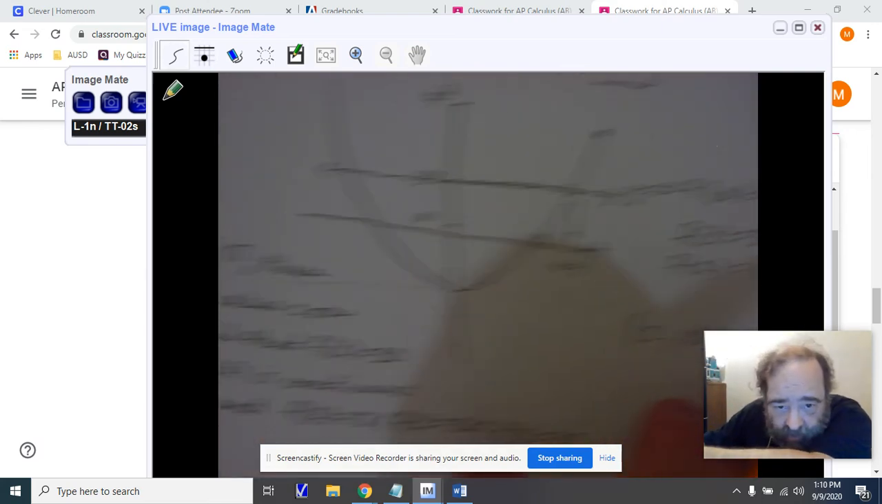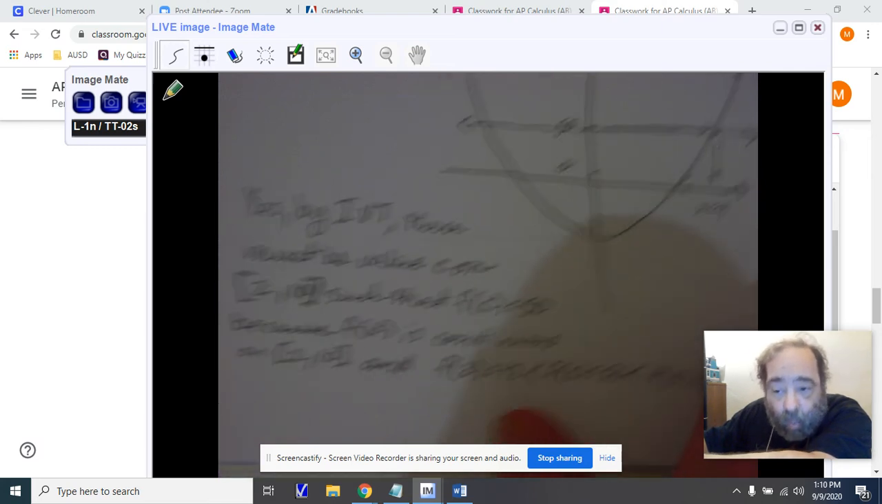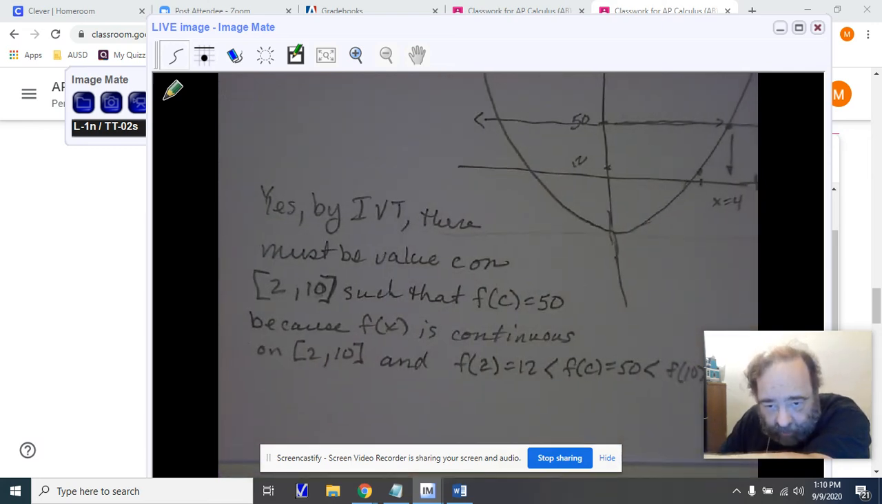If they ask you to explain why there must be a value, then you have a statement. Yes, by IVT, there must be a value c on the closed interval, 2 to 10, such that f of c equals 50, because f of x is continuous on the closed interval, 2 to 10, and the inequality holds. Please make sure that you are aware of this, because we will be using this all year.